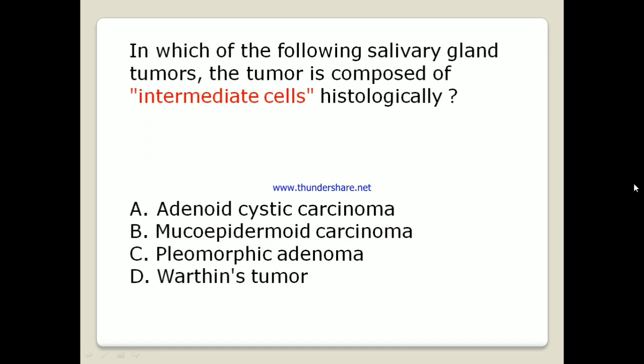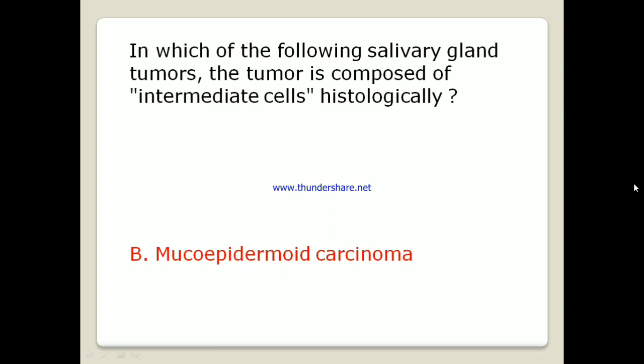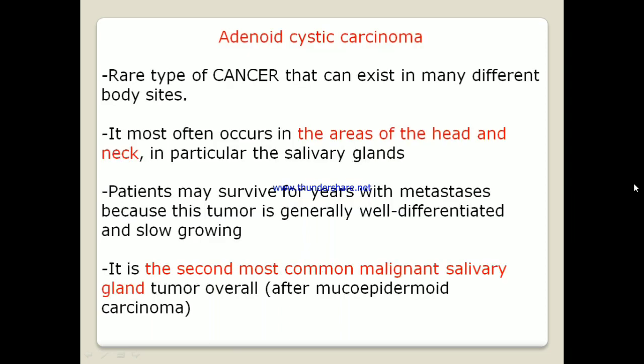In which of the following salivary gland tumors is the tumor composed of intermediate cells histologically? A. Adenoid cystic carcinoma, B. mucoepidermoid carcinoma, C. pleomorphic adenoma, D. Warthin's tumor. The answer is B. mucoepidermoid carcinoma. Adenoid cystic carcinoma is a rare type of cancer that can exist in many different body sites. It most often occurs in the areas of the head and neck, in particular the salivary glands. Patients may survive for years with metastases because this tumor is generally well differentiated and slow growing. It is the second most common malignant salivary gland tumor overall, after mucoepidermoid carcinoma.